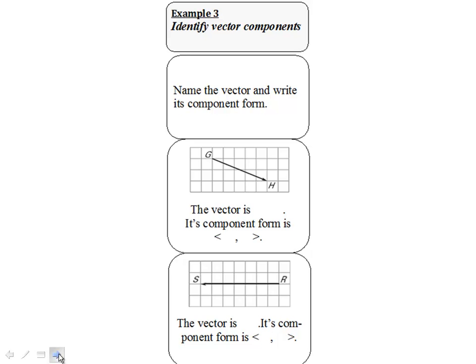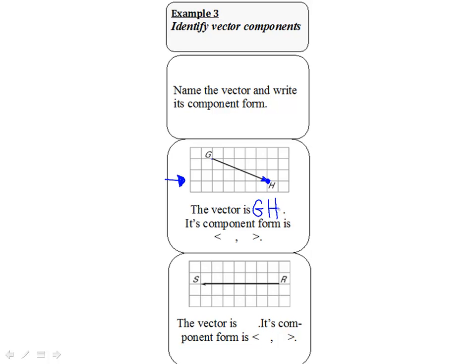Example 3, identify vector components. So now we're going to start looking at some vectors here. Name the vector and write its component form. So this is what a vector looks like. Again, it looks pretty much like an array, except we have a definite starting point and a definite ending point. See how the arrow is right here? It's telling us that this is our end point. This G is our starting point. So first of all, naming the vector, we always put the starting point first and the end point last.